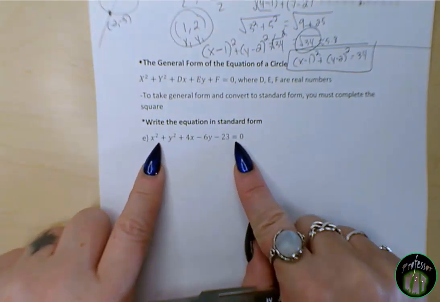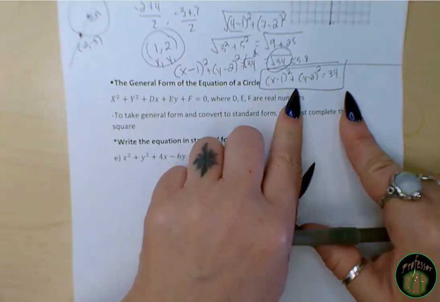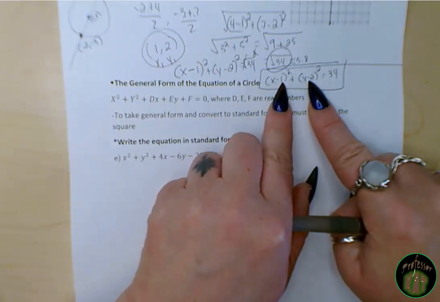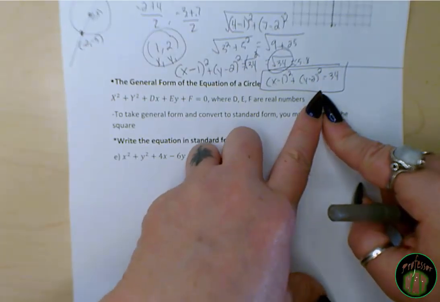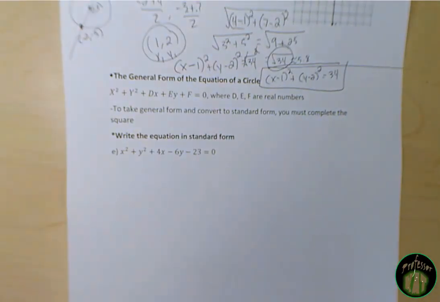Sometimes we're given the general form of a circle, which looks like this, and doesn't tell us a whole bunch. As long as we have the standard form of the circle, we know h, k here is our center. We know what this is equal to. If we take the square root of this, that is our radius. But if it's in this form, we don't know those bits of information here.